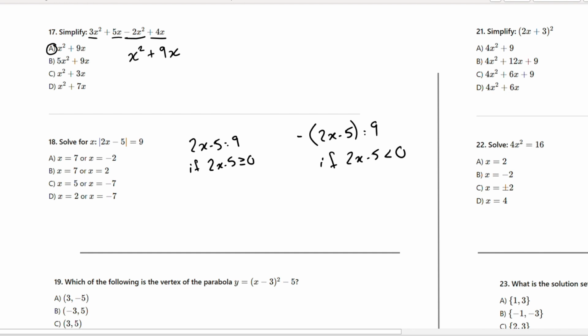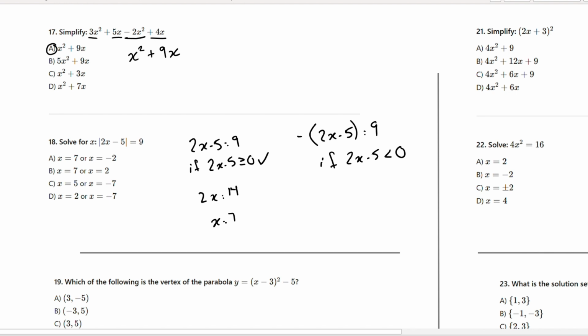So we would solve for x, and you would get 2x is equal to 9 plus 5, which is just 14. So x is equal to 7. And you would check, well, 2 times 7, 14, minus 5, that's 9. 9 is greater than 0, so that checks out. Now we have to solve for x here.